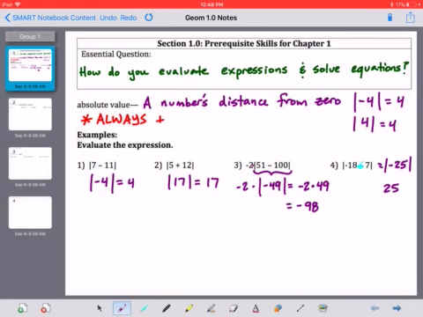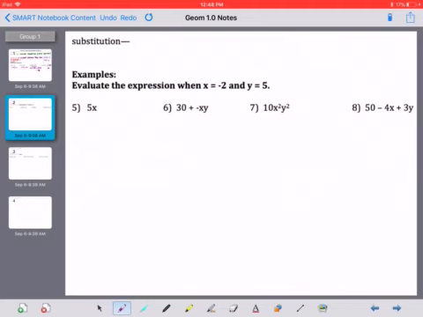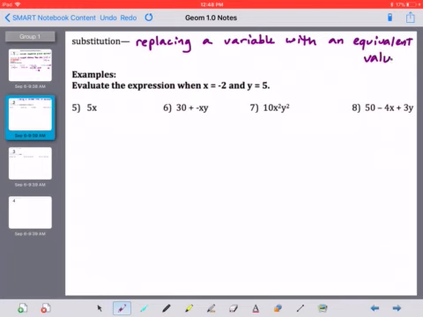All right, so let's move on to some more expressions. But now we're going to evaluate expressions by doing something called substitution. Substitution is simply replacing a variable with an equivalent value. And that equivalent value could be a number or it could be another variable. So it really depends on the problem. In our examples, we are going to be replacing a variable with an equivalent number.